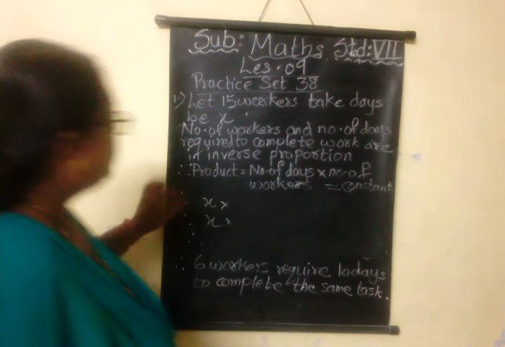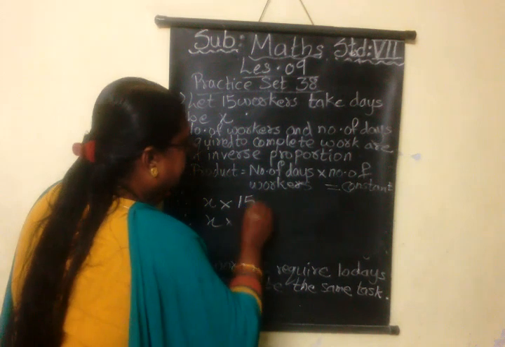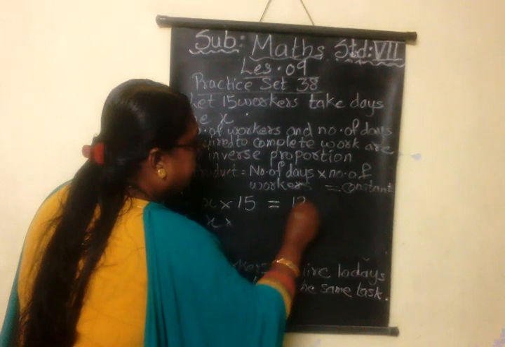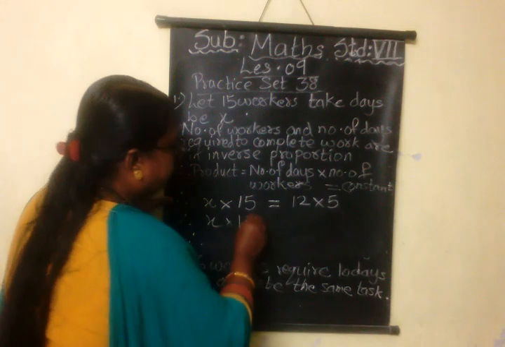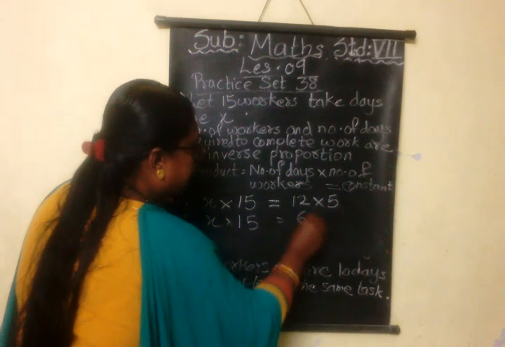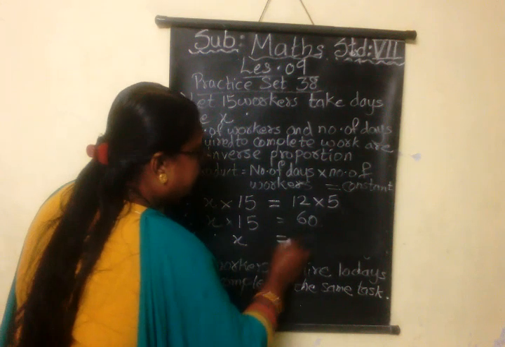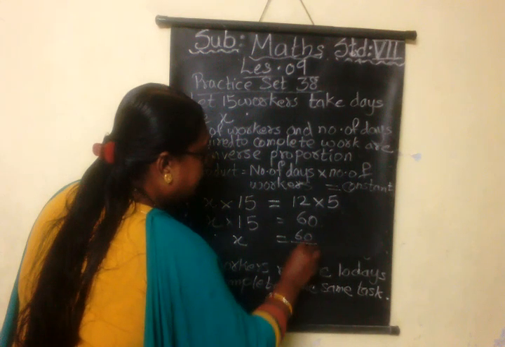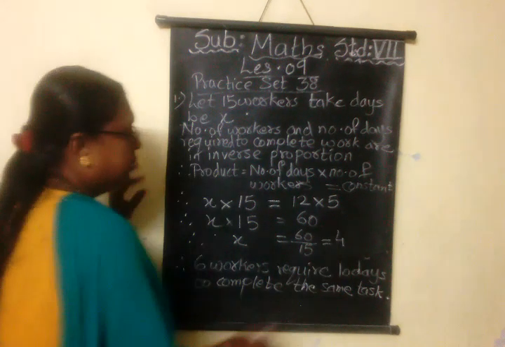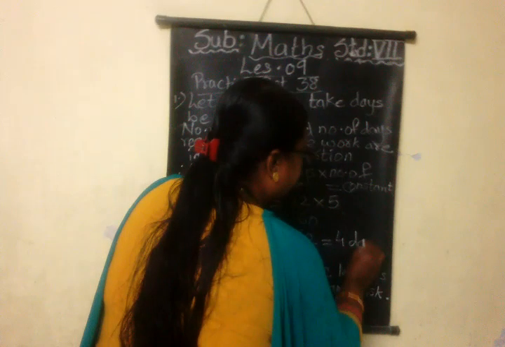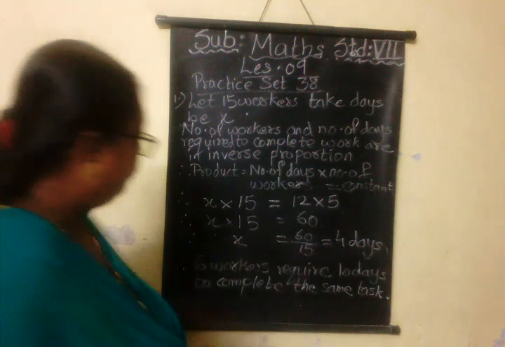That means X number of days are required. X multiplied by 15 is equal to 12 multiplied by 5. X into 15 is equal to 60. Therefore, X is equal to 60 upon 15. 15 fours are 60. That is 4 days. So, if 15 workers are working together for the same work, they will take only 4 days.